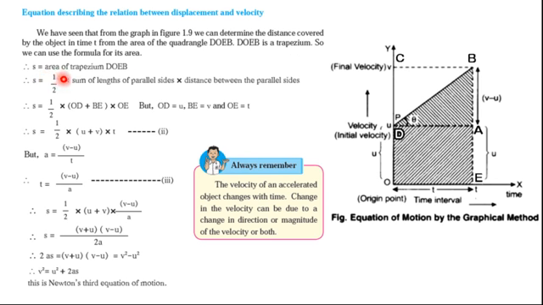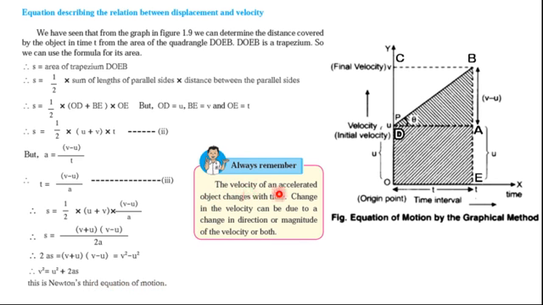So S is equal to the area of trapezium DOEB. What is the formula? Half into the sum of the lengths of the parallel sides into the distance between the parallel sides. So you can put the values as shown here. After the whole calculation, you will get the third equation, that is V square equals U square plus 2AS, and this is the third equation of motion given to us by Newton.